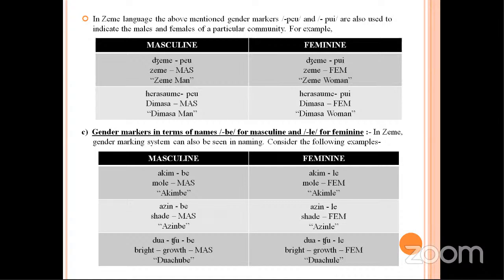Azin means shade, Be masculine marker, Azin Be. Azin Le. Azin shade, Le feminine marker, Azin Le. Dwa Chu Be. Dwa is bright, Chu means growth, Be masculine marker, Dwa Chu Be. Dwa Chu Le. Dwa means bright, Chu growth, Le feminine marker, Dwa Chu Le.